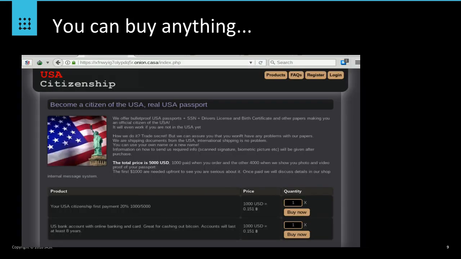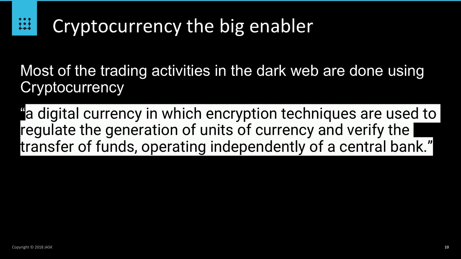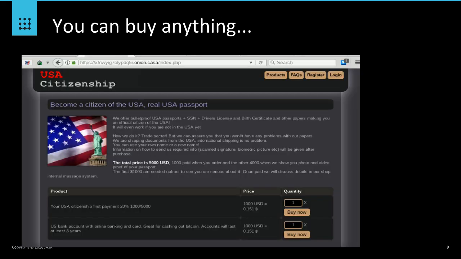Here we were talking about passports. This is probably very hot right now. Here's citizenship for real US passports. Oh, I'll put it back. There you go.